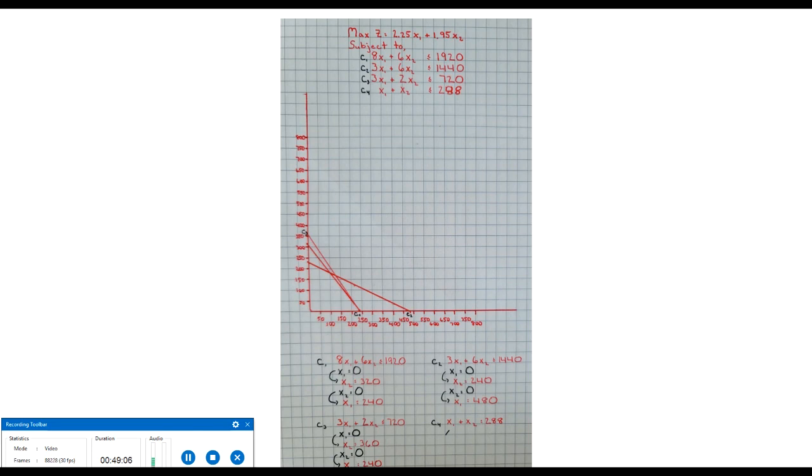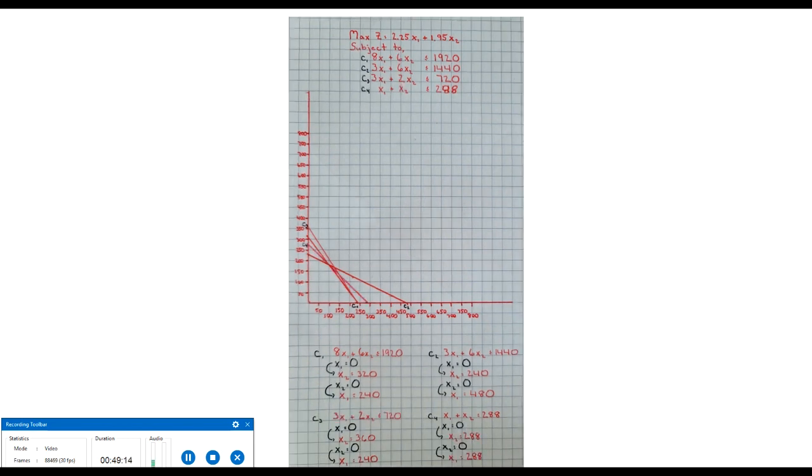One more time, we're going to draw a fourth line on the graph because we have a fourth constraint. We do that here. x1 plus x2 is equal to 288. We let x1 equal 0, x2 is 288. We do the same for x2 equals 0, x1 becomes 288. We can see already that I made a mistake. What was it? In this case, I drew my graph too small.